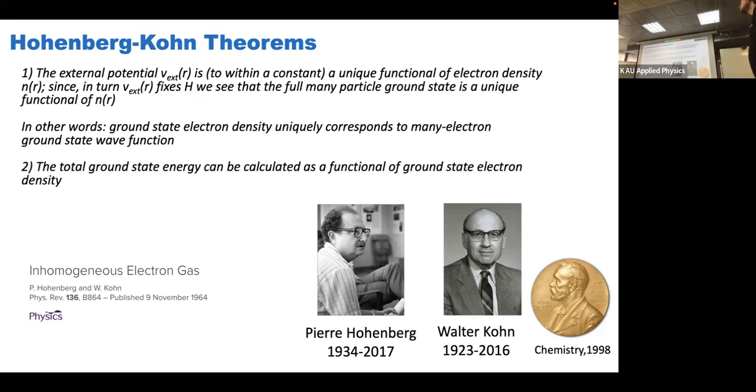And the second theorem: the total ground state energy can be calculated as a functional of the ground state electron density. So they are connected. Here we say that the electron density corresponds to a unique wave function, and here we say that all we need to calculate the energy of this state is this electron density. Does it just follow from the Schrödinger equation? No, it's not obvious from the Schrödinger equation.